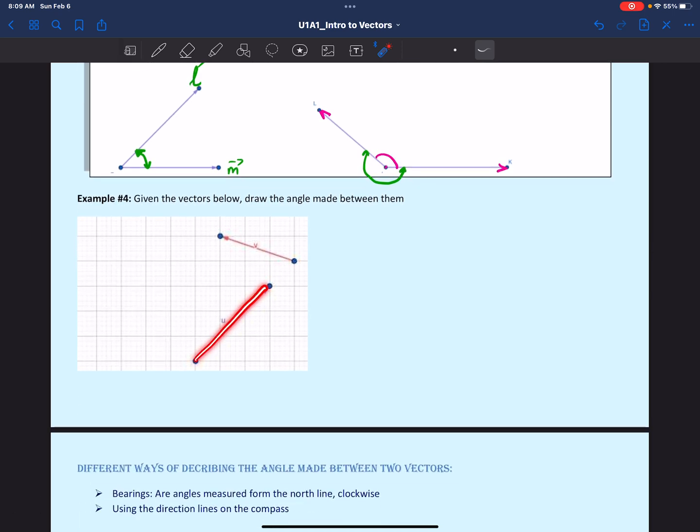So here's an example of how to do this. We have two vectors, vectors U and V. We want to find the angle between them. What we do is place the vectors tail to tail. What I like to do usually is keep one vector where it is and then bring the other vector with its tail at the tail of the first. So in this case, I'm going to bring vector V with its tail at the tail of vector U. There we go. The angle between these two vectors will be this one here, the smaller angle.